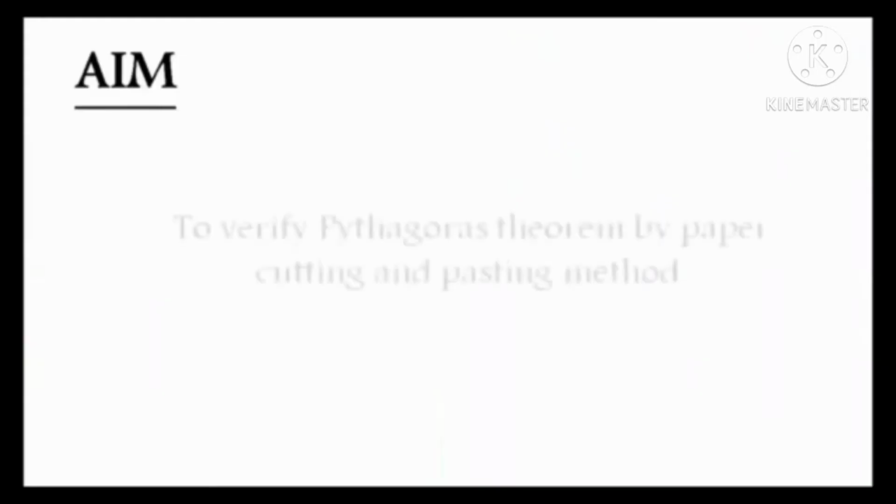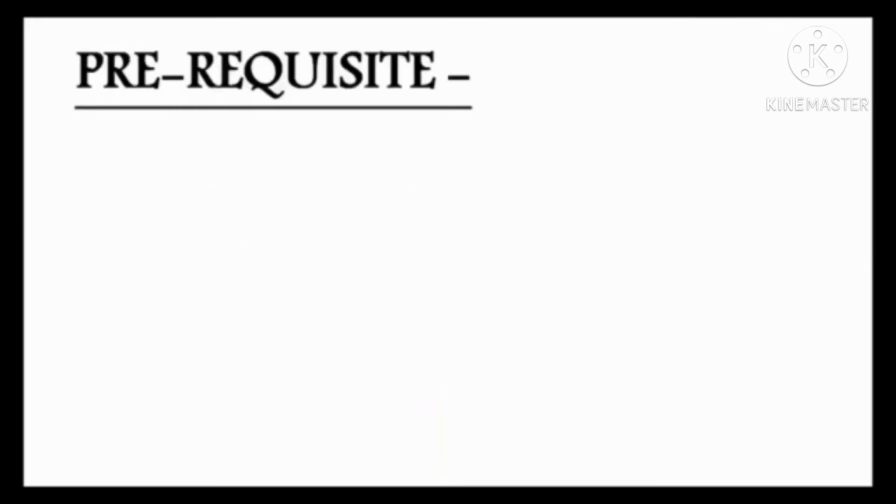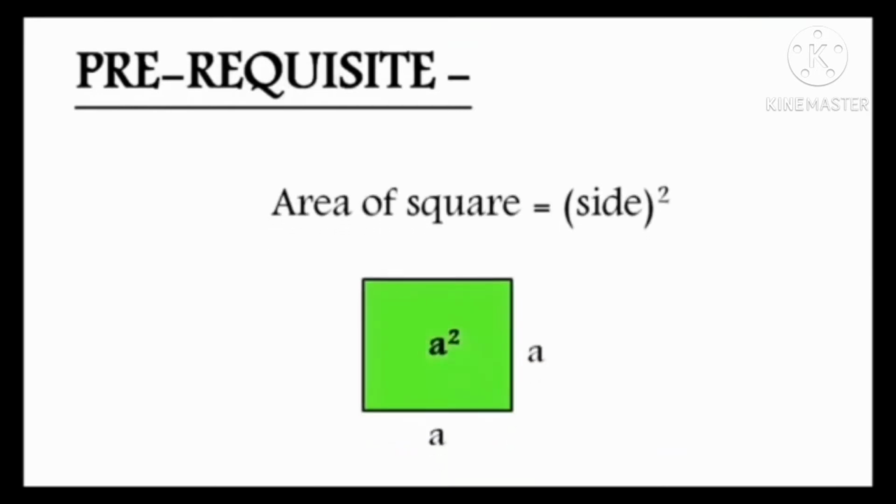And now let's do an activity to prove Pythagoras theorem. In this activity, our aim is to verify Pythagoras theorem by paper cutting and pasting method. For this activity, we should know the area of square, that is side square.